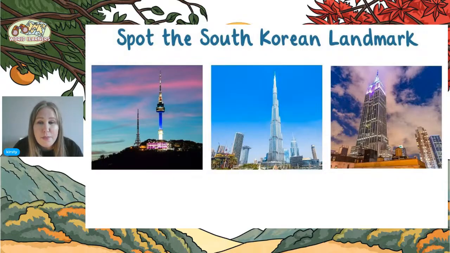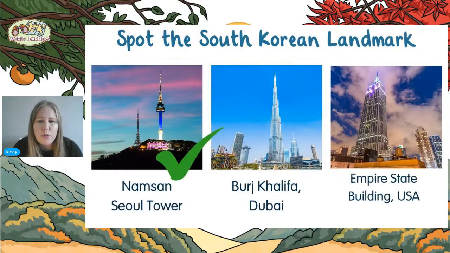Ezra's even naming that feature. All of you agree. What about the others? Can you name those? Do you recognise them? Have you come across those before? Let's have a look what they are. So yes, we've got the Namsan Seoul Tower is the South Korean one there on the left. And then we've got the Burj Khalifa in Dubai and the Empire State Building in the USA. Those 2 not in South Korea.